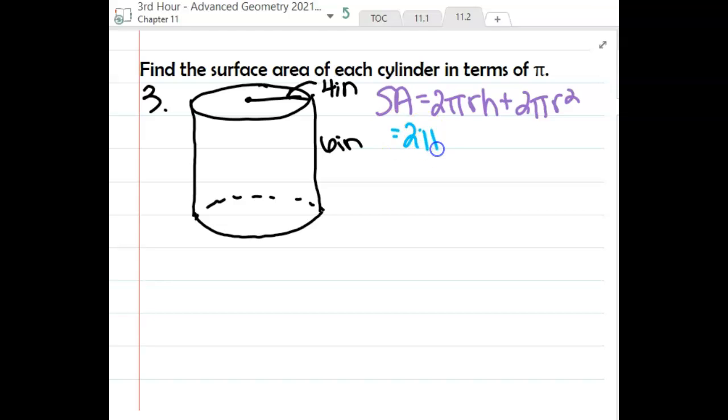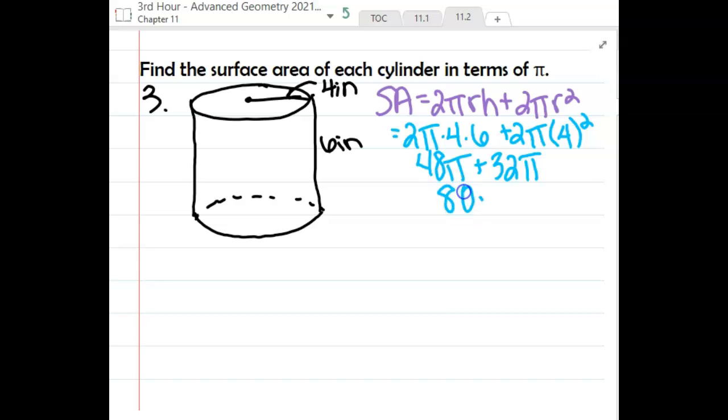So we're going to take 2 pi, my radius is 4, my height is 6, plus 2 pi, my radius once again is 4 squared. Okay, 2 times 4 times 6 would give me 48 pi. Make sure you square your radius first. So 4 squared is 16. 16 times 2 would give me 32 pi. 48 pi plus 32 pi would give me 80 pi inches squared.